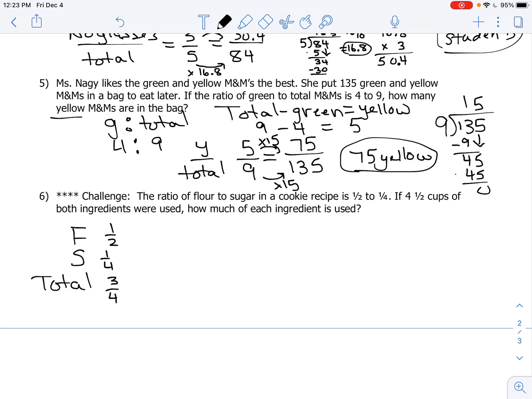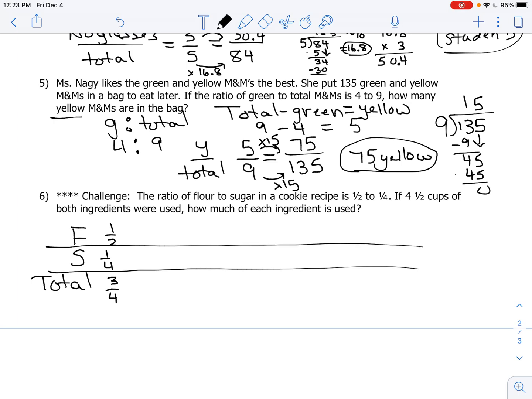So I'm going to skip count in my total here until I get to 4½ cups, and I know 4½ cups is the same as 9/2, which is the same as 18/4. All right, so I'm going to skip count and increase by 3/4 each time. That's 6/4, 9/4, 12/4, 15/4. And finally, I'm at 18/4. That's the same as 4½, so I can stop there.